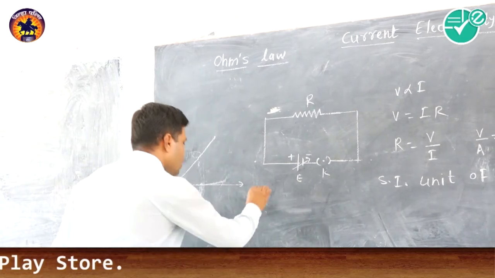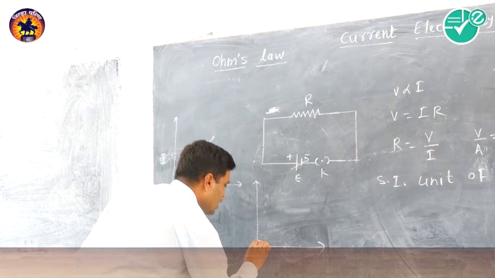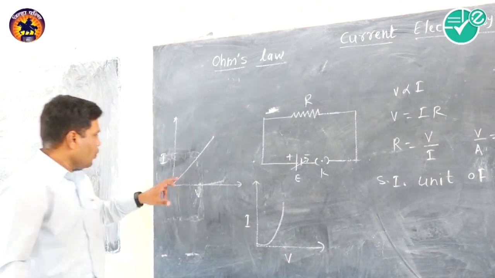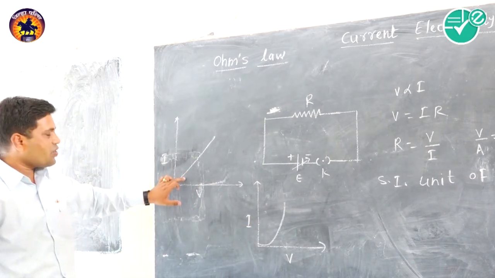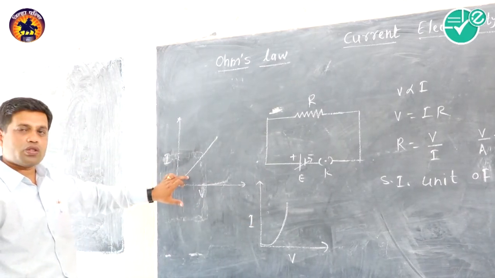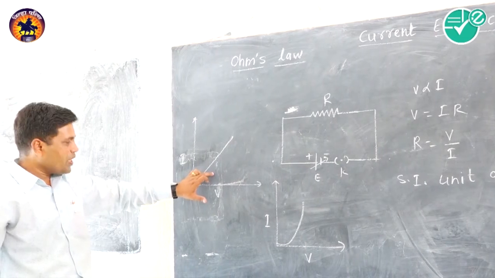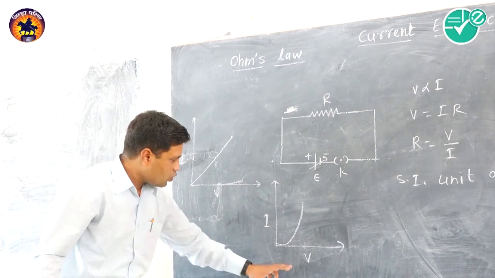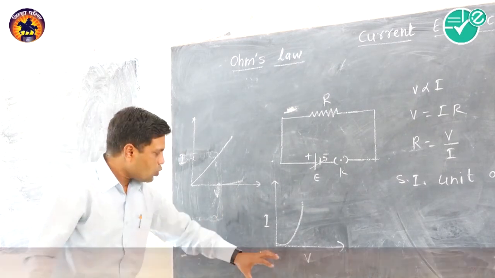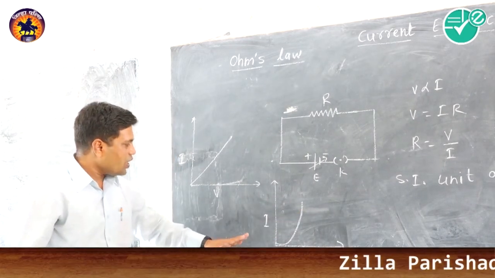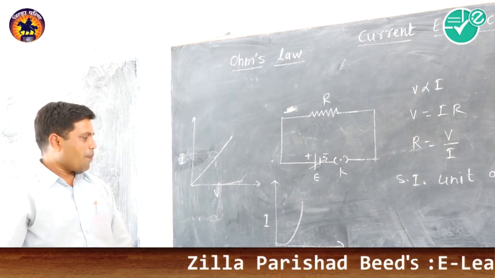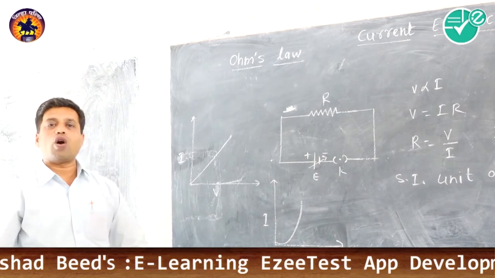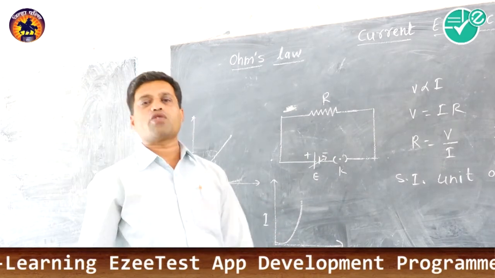For a substance which doesn't have a straight line graph between voltage and current, if you see these two different graphs, in this graph there is a straight line, meaning this substance follows Ohm's law. Therefore those substances are called ohmic substances. And in this graph the substance does not follow Ohm's law, meaning the current is not directly proportional to the voltage applied. Substances having such a graph are called non-ohmic substances, such as semiconductors.